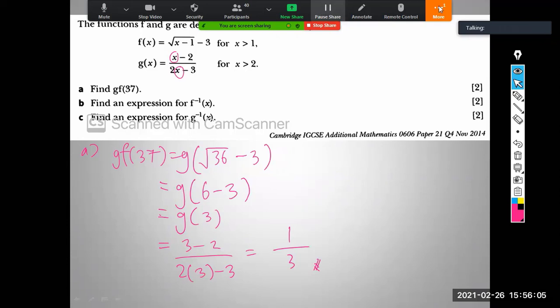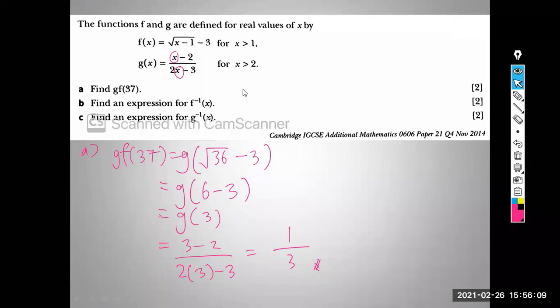Okay, next one. Miss, how do you get 36? You replace the X in function F here with 37. So this is the value of X. So 37 minus 1 is 36. So square root 36 is equal to 6.